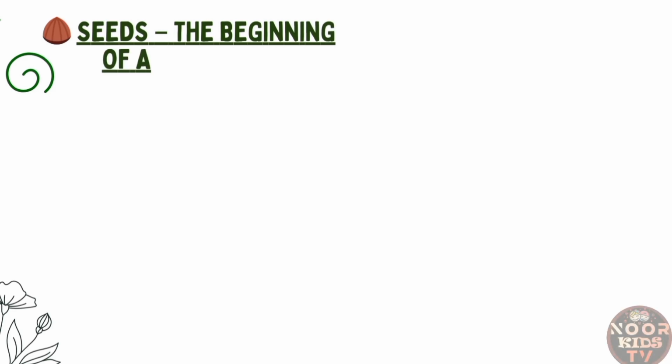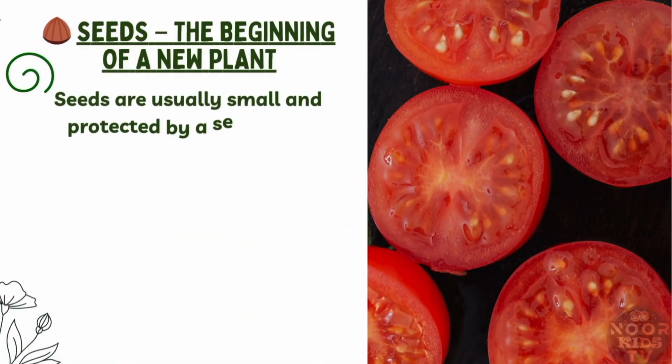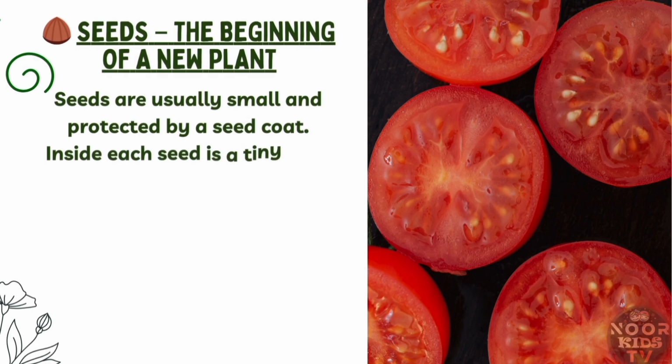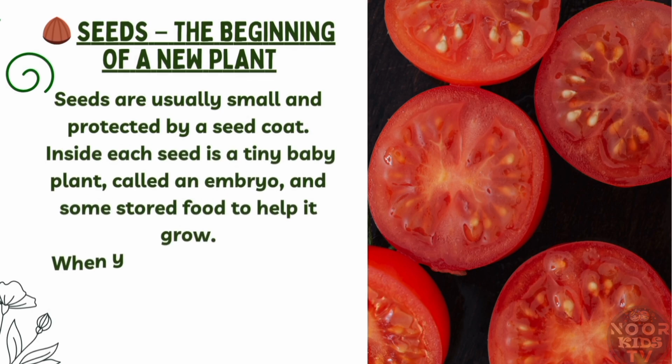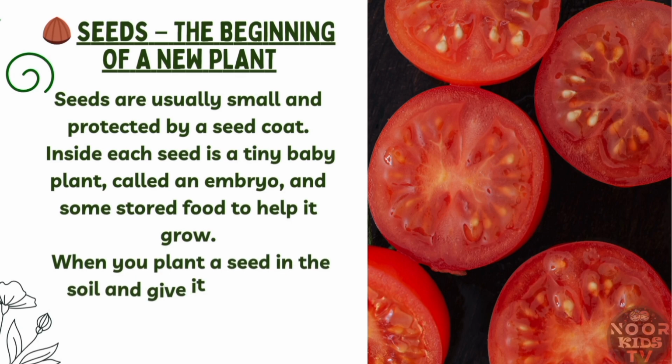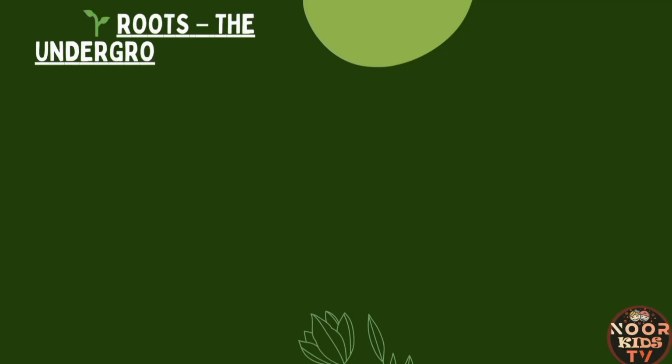5. Seeds, the beginning of a new plant. Seeds are usually small and protected by a seed coat. Inside each seed is a tiny baby plant called an embryo and some stored food to help it grow. When you plant a seed in the soil and give it water and sunlight, it can grow into a brand new plant.